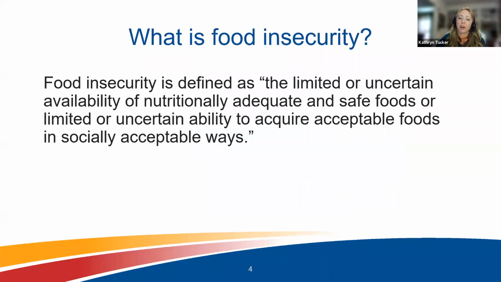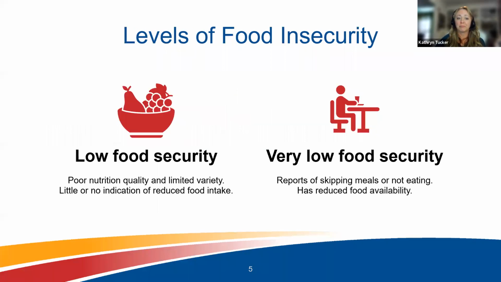Food insecurity occurs when nutritionally adequate and safe foods may not be available. It is limited or uncertain availability of adequate and safe foods, or a limited or uncertain ability to acquire food. I will talk a little bit more about that in a minute, but insecurity is not always economics related. Next slide. There are two types of food insecurity.